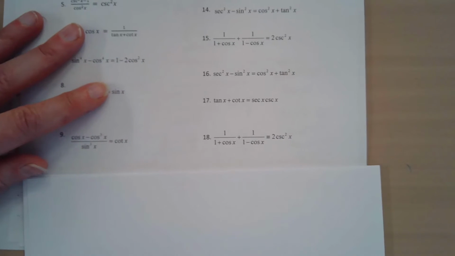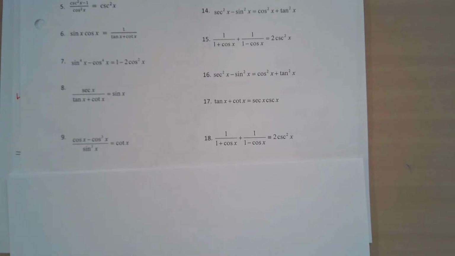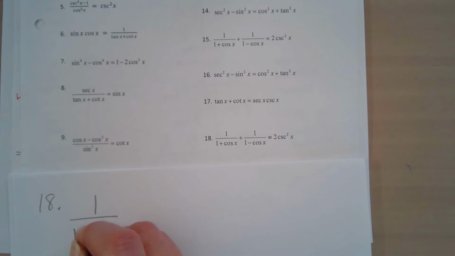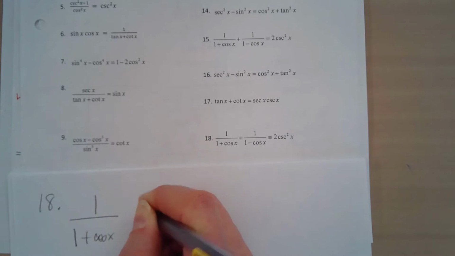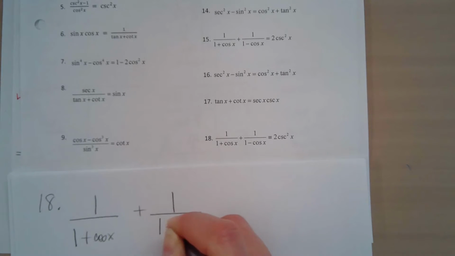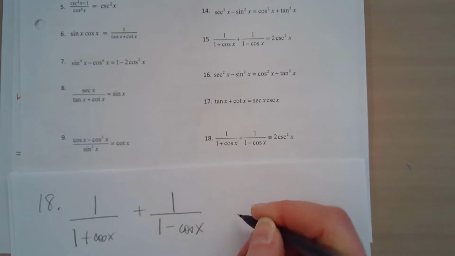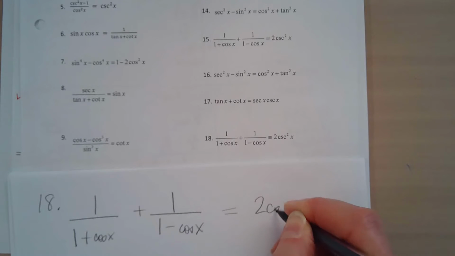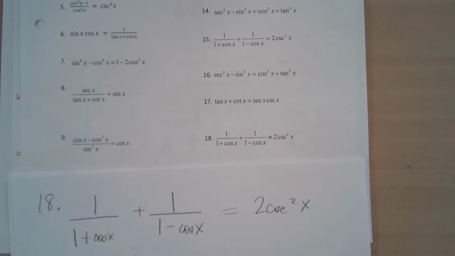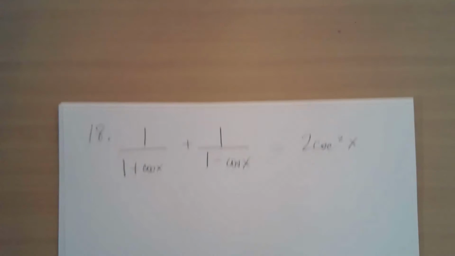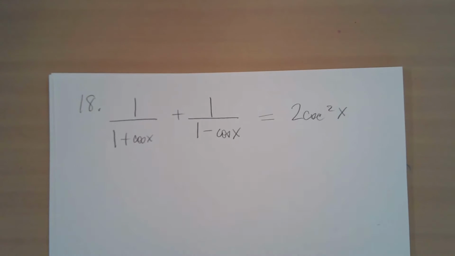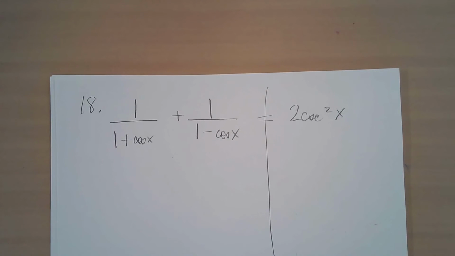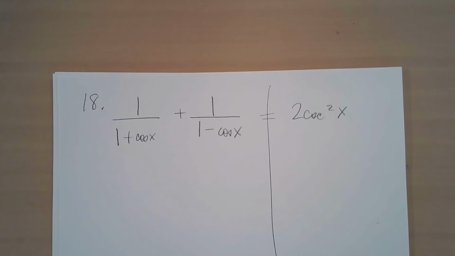So number 18 looks like this, right? 1 over 1 plus cos, plus 1 over 1 minus cos, equals 2 cosecant squared x. All right, what side would I start with? Left, right? There's almost nothing to do with the right. I guess I could call it 2 over sine squared, but okay.